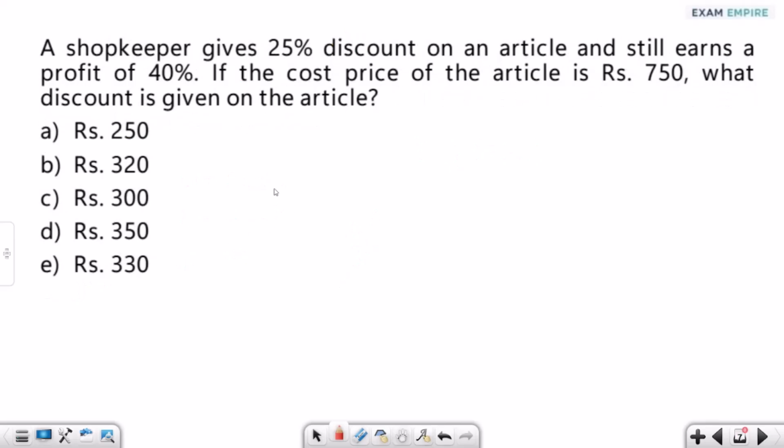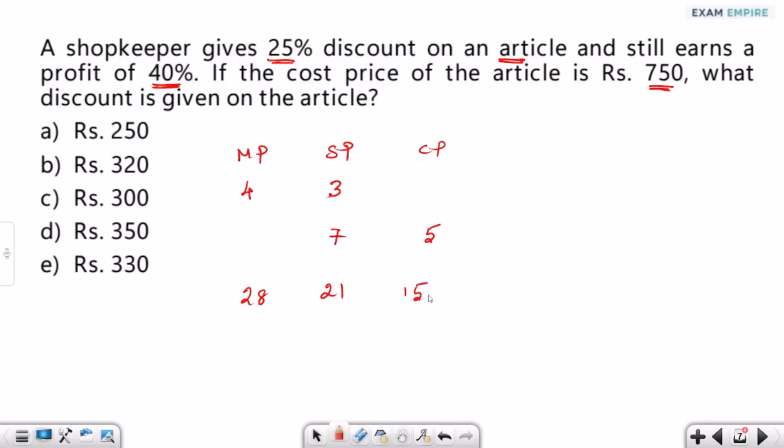Okay, next. A shopkeeper gives 25% discount on an article and still earns a profit of 40%. Okay, so let me take marked price and selling price. So how much percent discount? 25% discount. So I can write it as 4:3, and still is getting a profit of how much? 40%. So cost price and selling price will be like 7 and 5. So what will be the ratio of marked price, selling price, and cost price? 28, 21, and 15.